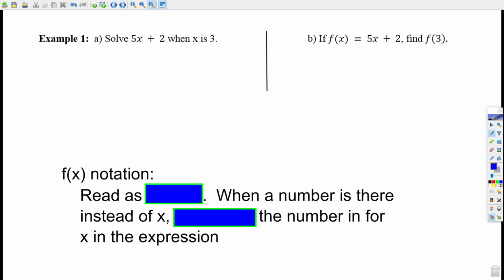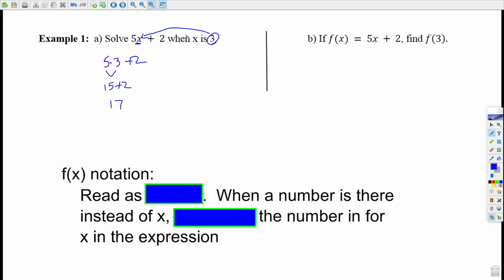Solve 5x plus 2 when x is 3. So what is this asking us to do? It's asking us to see where x is here. And they want us to replace or substitute 3 in for the x. That's easy enough. 5 times 3 plus 2. Then apply PEMDAS. You get 15 plus 2 or 17.